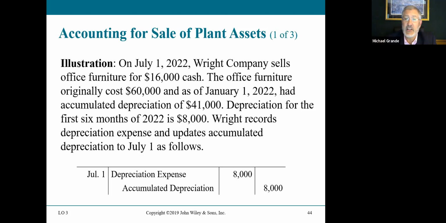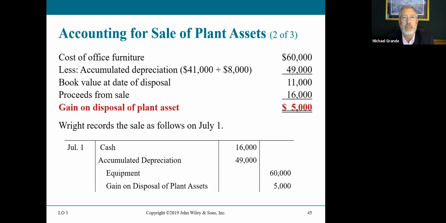Wright records depreciation and updates the accumulated depreciation to July 1, right? Half a year's depreciation. Got to bring the depreciation expense and the accumulated depreciation account up to date. The original cost of the furniture minus the accumulated depreciation: the $41,000 up to January 1, 2022, plus the additional $8,000 through June 30th, 2022, makes accumulated depreciation $49,000. The book value, original cost minus accumulated depreciation, is $11,000. They sold it for $16,000. They gave up something with a book value of 11. They received cash of 16. They have a gain.